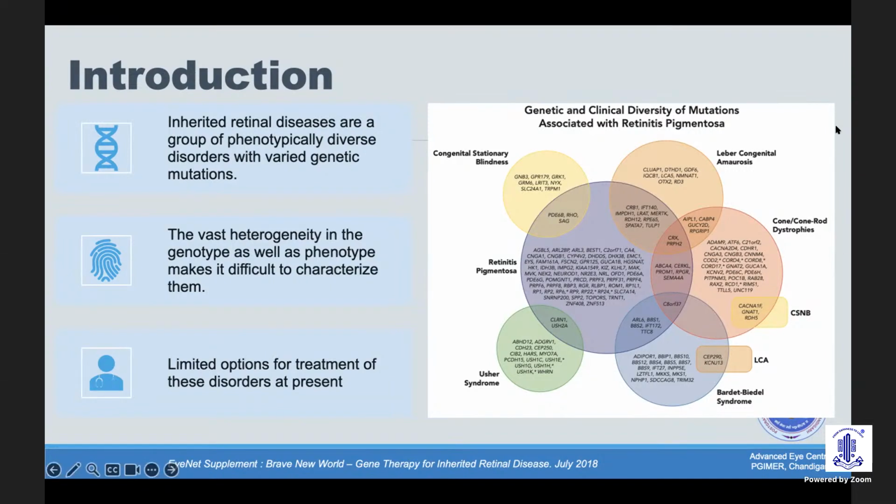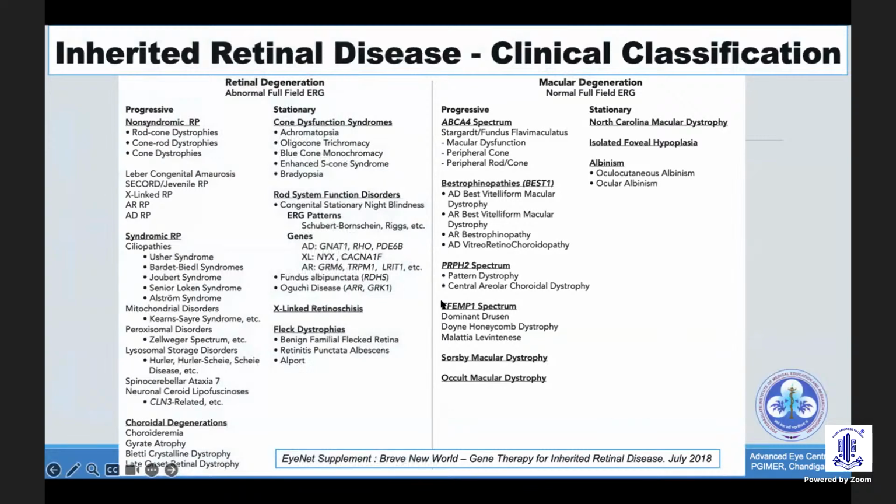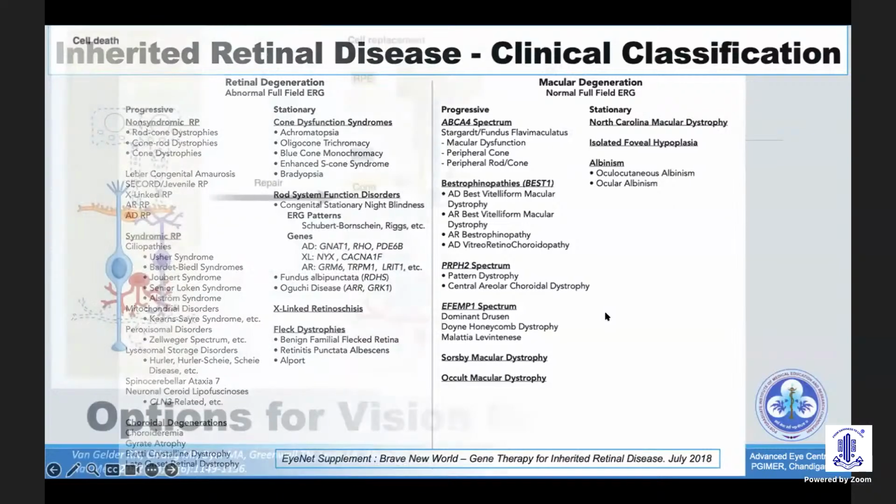So given this genetic heterogeneity, genetic testing has become important to characterize a disease specifically, because phenotypically a lot of them might look similar. And just grossly, how we try to classify these inherited retinal diseases is based on whether the whole of the retina is involved or only the macular area is involved, whether they are progressive or stationary. We saw a few examples. This is just an example of that.